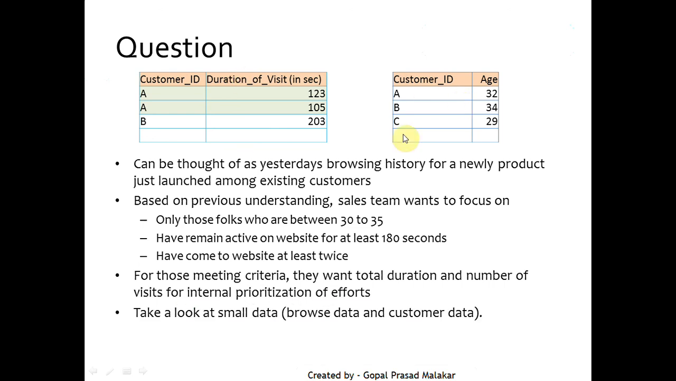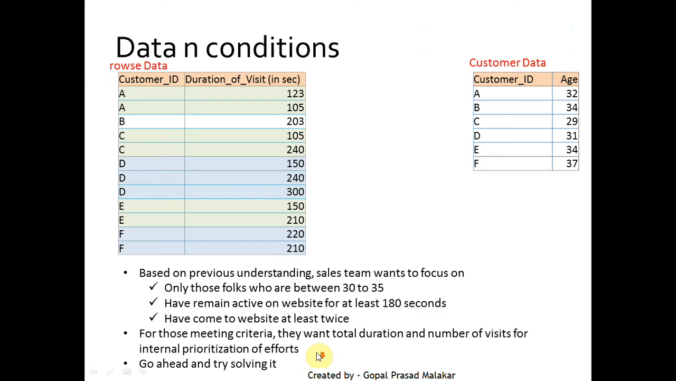So here you have the data. Take a close look at the data. I'll show a little more data in the next slide. If the code works there, it will work even on a big data set. Here is your data. You have A, B, C, D, E, F customers, and here you have the A, B, C, D, E, F customers' ages.